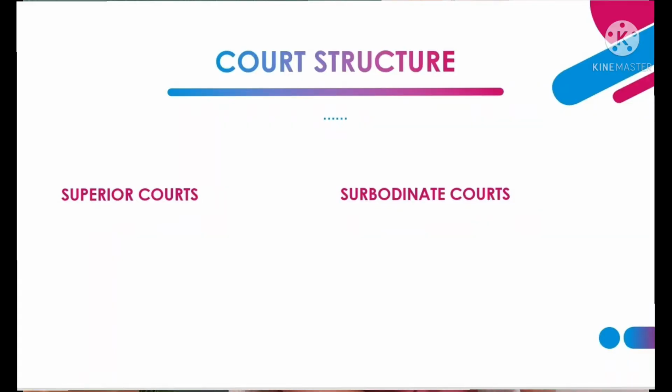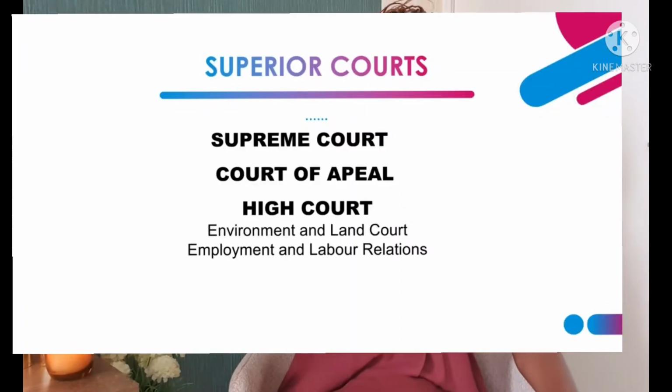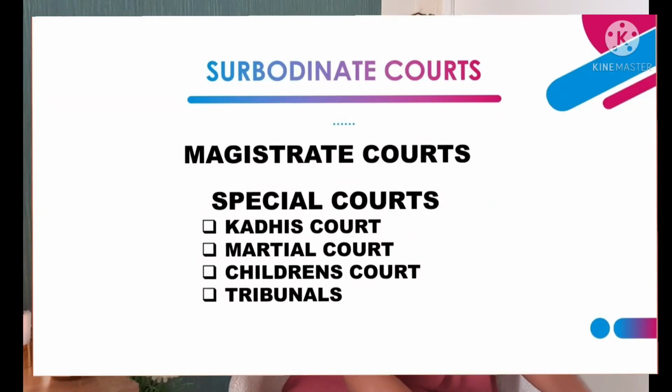Today we're going to look at the court structure in Kenya, and the court structure is basically at two levels. We have the superior court and then we have the subordinate courts. At the superior court we have the Supreme Court at the very high level, the apex court, and then we have the Court of Appeal followed by the High Court. At the High Court level we have the Environment and Land Court, and then we have the Employment and Labor Relations Court. When it comes to the subordinate courts, we have the magistrate courts, and then we have special courts like the Kadhi's Court, the Children's Court, and the Court Martial, and then we have the tribunals.